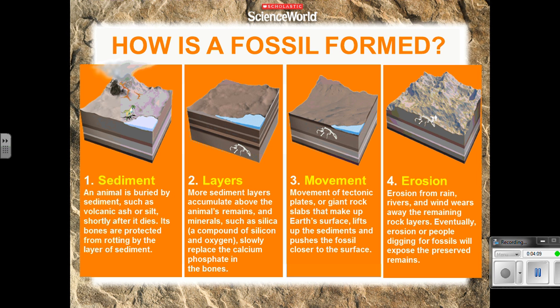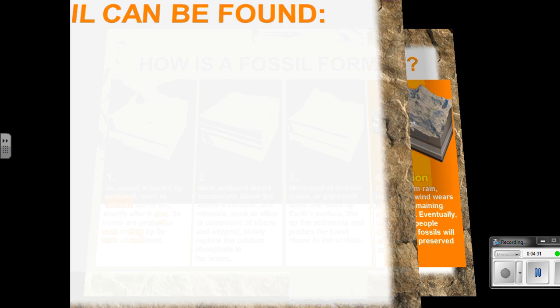And then four will be the process of erosion, where rain and wind blow away the top of the Earth's surface or layers, and eventually erosion or people, like paleontologists, will dig up the fossils and they become exposed. That's how they're actually formed and how we get access to them.